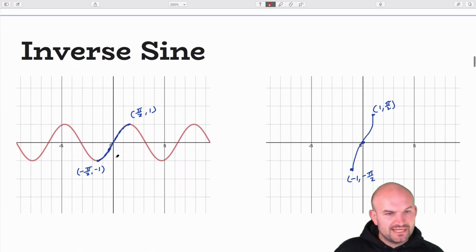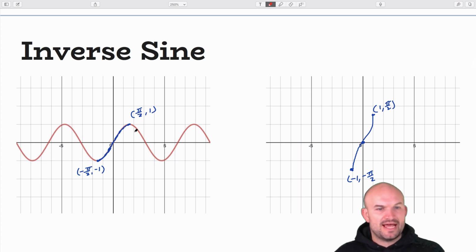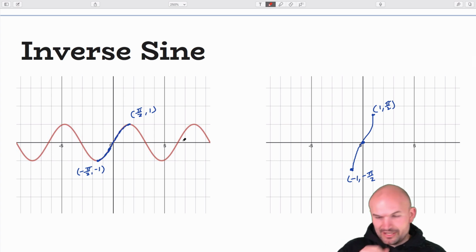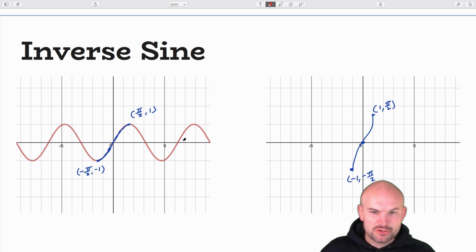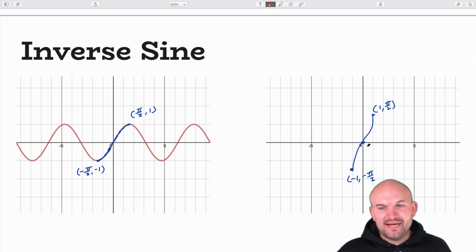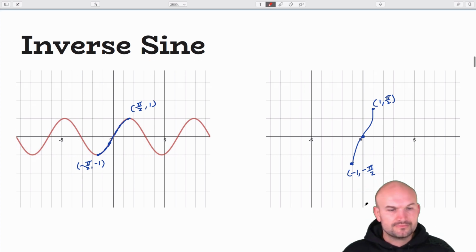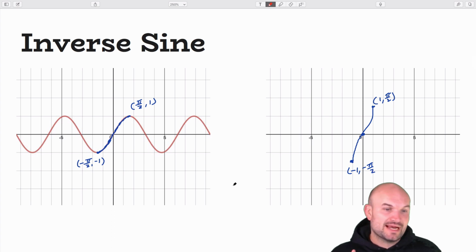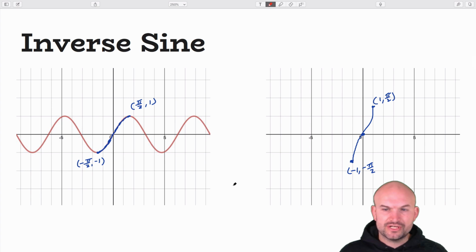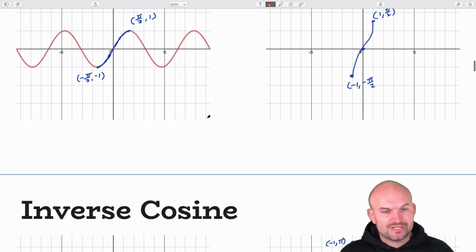Here's the initial period. Looking at those points, you can see that the x values are restricted from negative pi halves to pi halves. Obviously my graph is not a very good square xy axis, but I did my best to represent that reflection. And remember, the domain and range are also swapped. That's an interesting portion of understanding inverse functions.